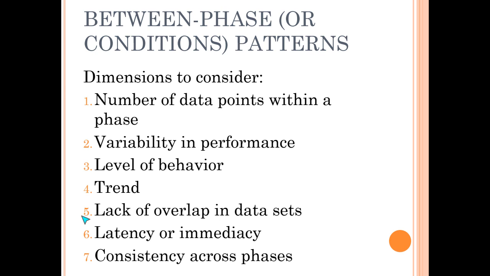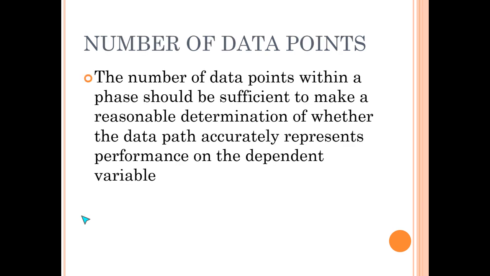All right, so let me start with the number of data points. There should always be enough data points within each phase so that you as a reader, or that the audience, when they are looking at your manuscript, that the audience can clearly determine what is going on. The audience needs to be able to tell whether the data pairs accurately represented performance on the dependent variable. Right?